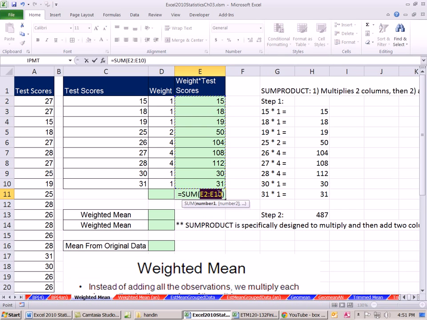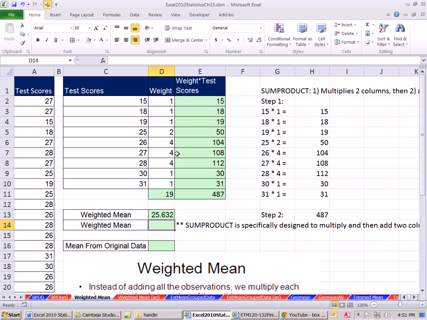Alt equals 487. And now we have to add up all the weights. Alt equals. And now we can calculate the total. Add them all up. Divide by the count.